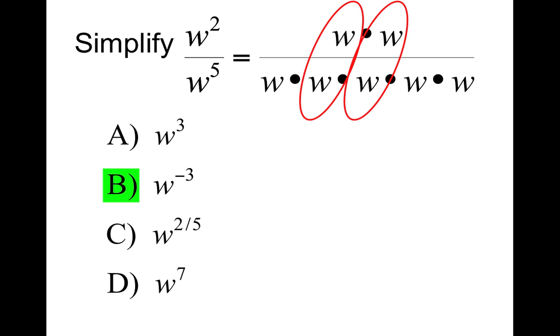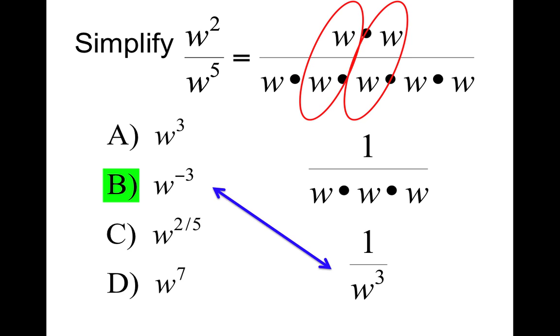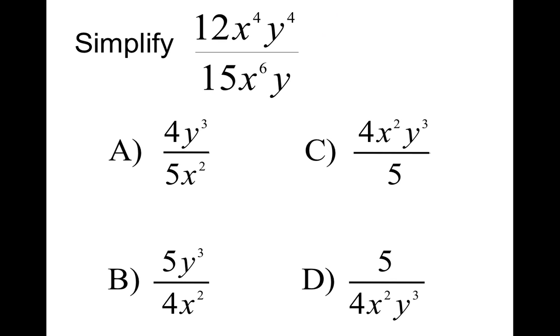So this is the same as just 1 over, and there's 3 w's left over, 1 over w to the 3rd. 1 over w to the 3rd is the same thing as w to the negative 3. The shortcut here would have been to subtract the exponents. 2 minus 5 is negative 3. Okay, see what you can do with this.